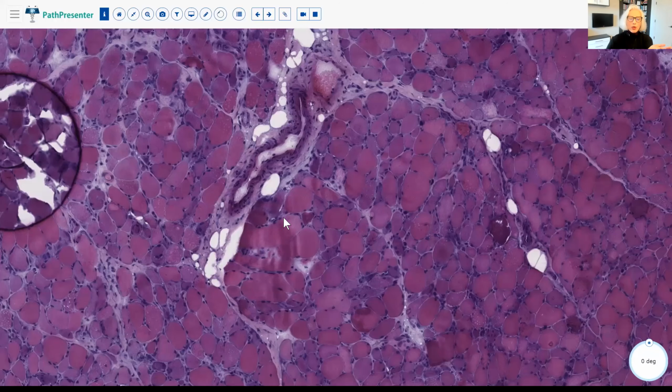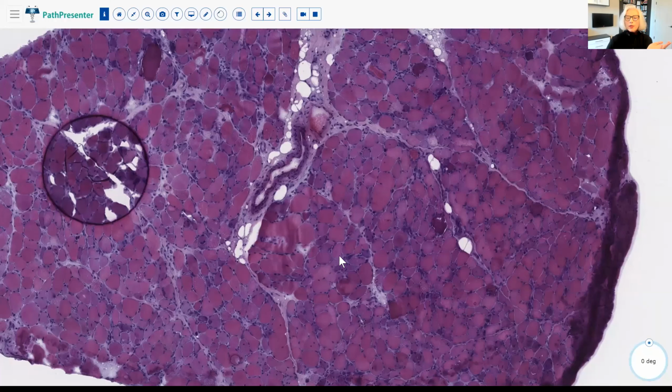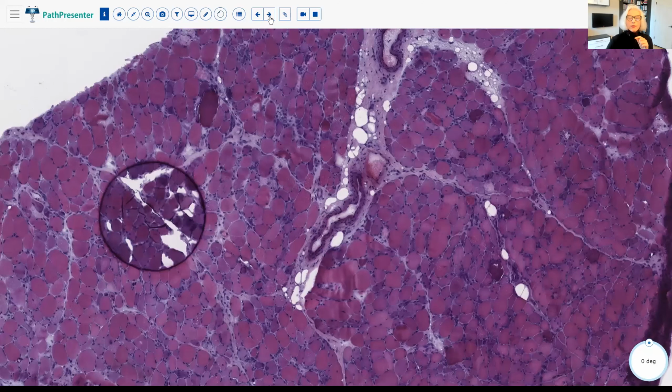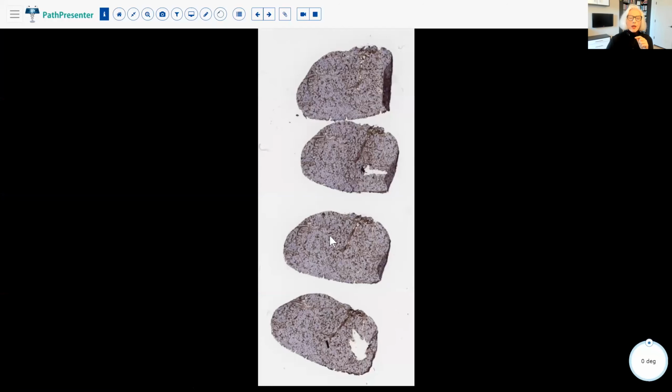Often that's not present and you only have a pretty unremarkable background muscle. But here it does hint that maybe this patient has had this problem for longer than it was clinically apparent. But otherwise, you're still seeing mostly just regenerating fibers and not too much inflammation.